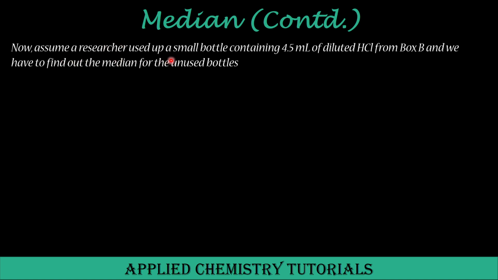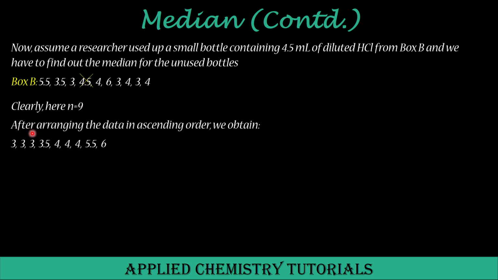Now assume a researcher used up a small bottle containing 4.5 ml of diluted HCl from box B, and now we have to find the median for the unused bottles. So for box B, this one has been used up. So clearly now n equals 9. After arranging the data in ascending order, we obtain a newly formed data set.